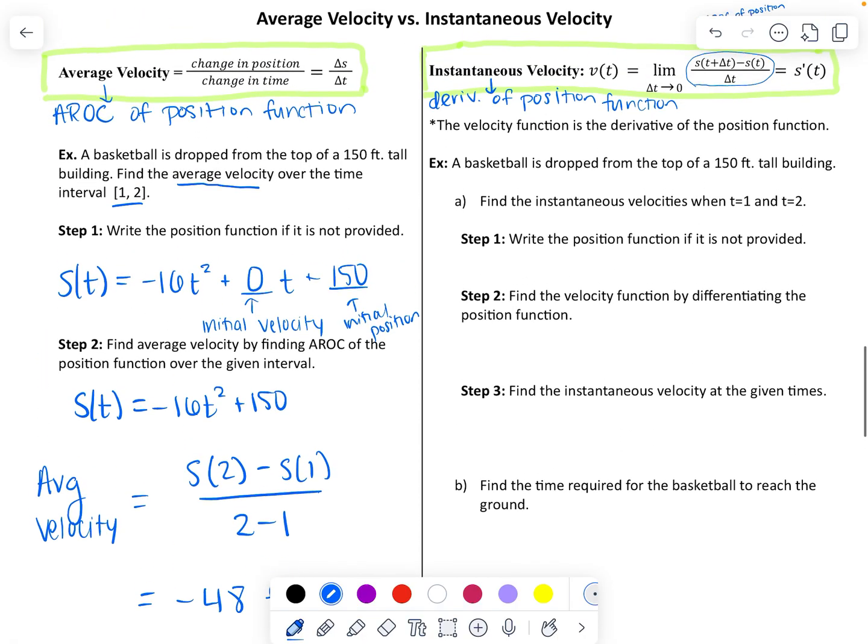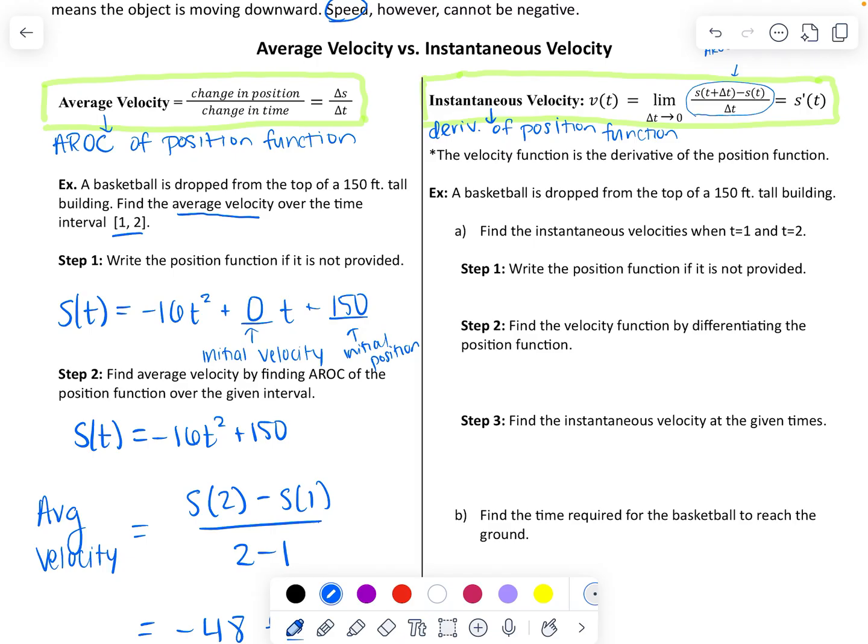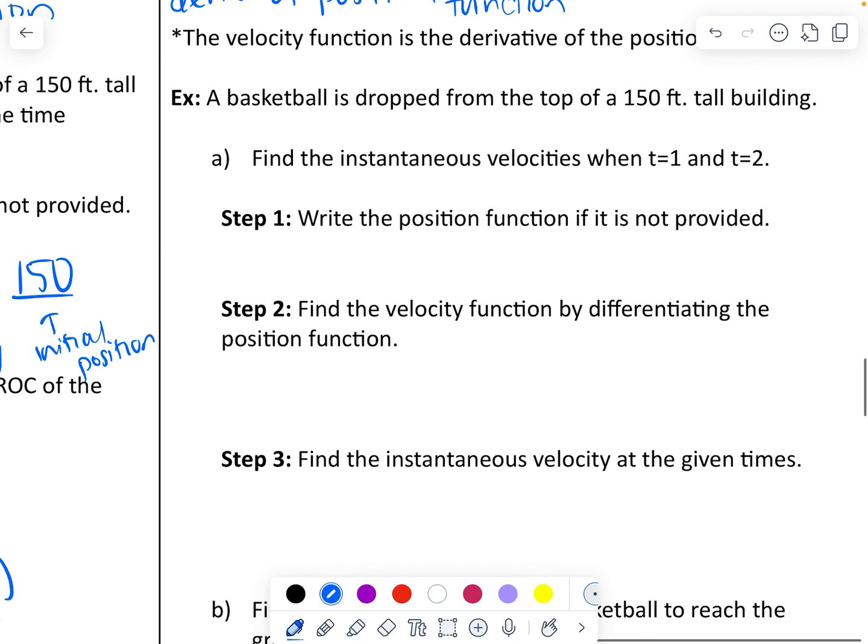Now, instantaneous velocity. The instantaneous velocity, again, is the derivative of the position function. So a basketball is dropped from the top of a 150-foot tall building. We still have the same situation. Find the instantaneous velocities when t is 1 and t is 2. So notice when you're finding instantaneous velocity, you're finding it at a specific time rather than over a time interval. So write the position function if it's not provided. We already did that on the other side. So let's just write it again.